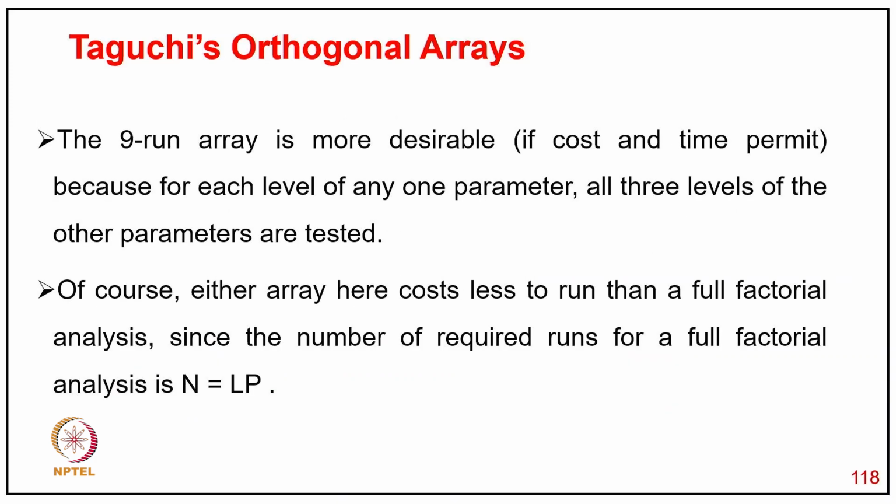The 9 run array is more desirable if the cost and time permit, because each level of any one parameter and all 3 levels of the other parameters are tested. Of course, either array here costs less to run than the full factorial analysis, since the number of required runs for a full factorial analysis is equal to n equal to L^P.